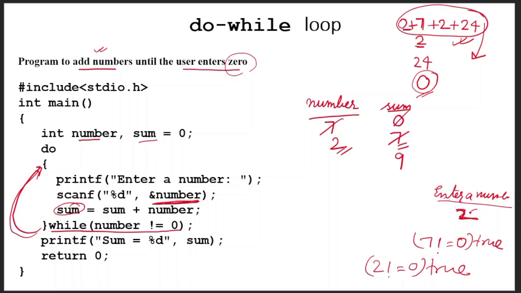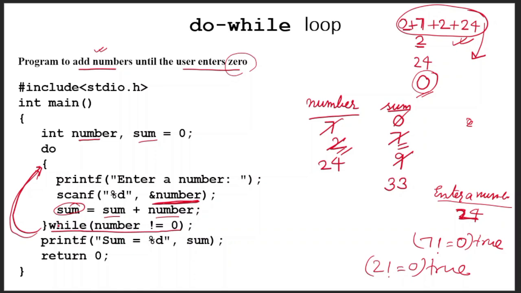Suppose this time the user enters 24. So this 24 is stored in your number variable, and this 24 is going to be added, sum plus number. So 9 plus 24. It is replaced with 33, right? So this 33 is stored in your sum variable.